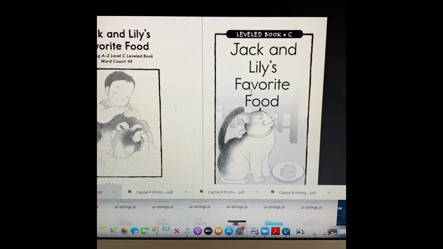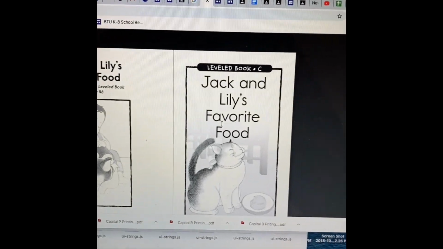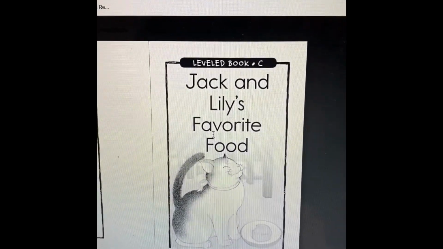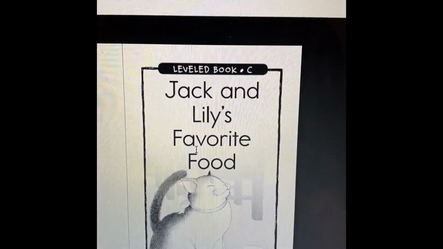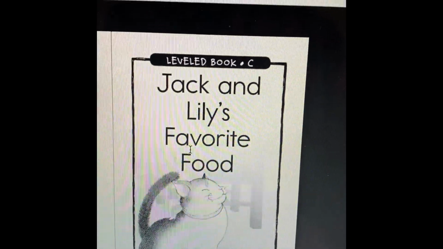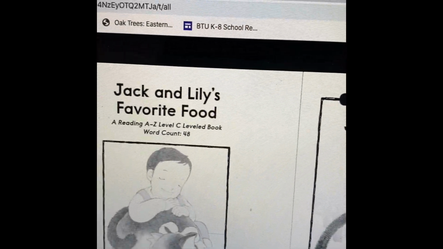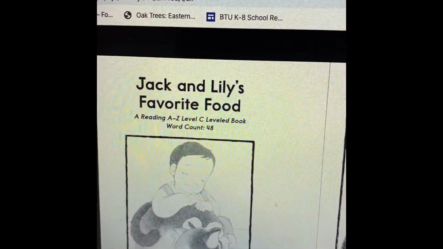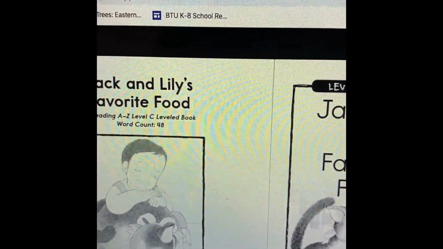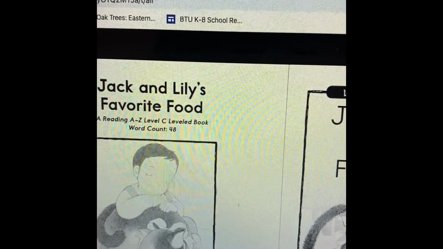Hi, friends. Thanks for coming to the reading table today. We're going to be reading this book called Jack and Lily's Favorite Food. I'm pretty excited about it because it's about a cat, and you know that I love cats. The cat's name is Lily, and the boy's name is Jack. There's a picture of Jack and Lily together on the back cover. Can you find Jack's name? Yeah, there it is. Jack with a J.